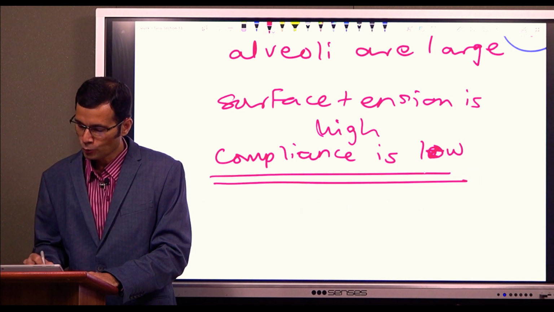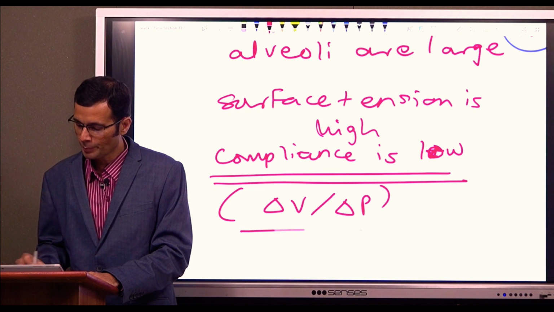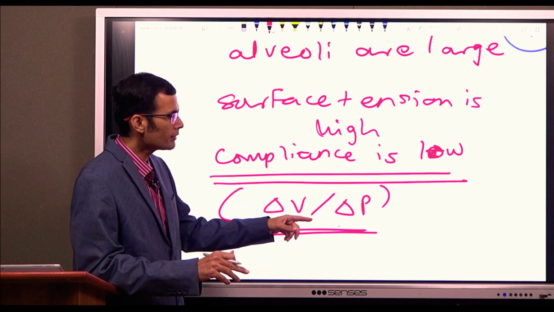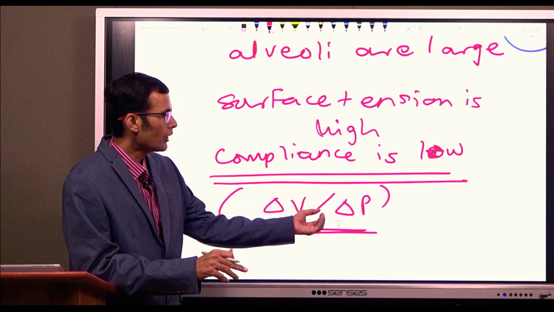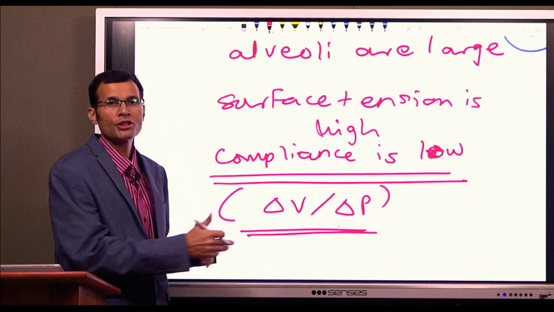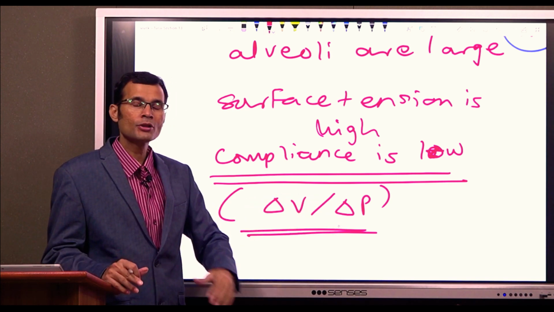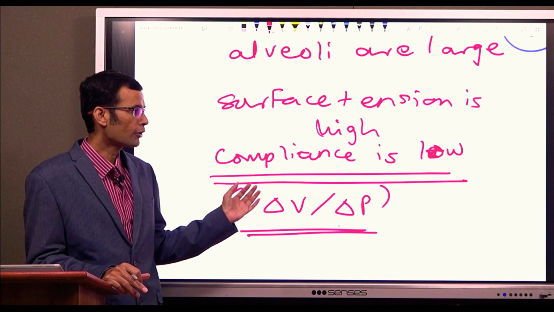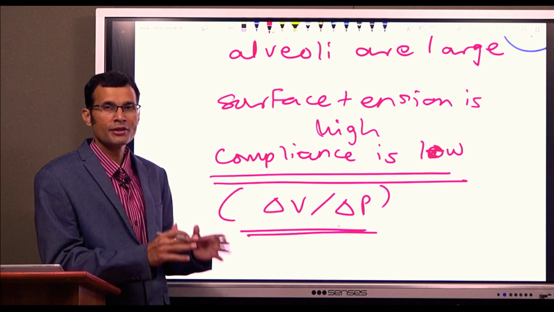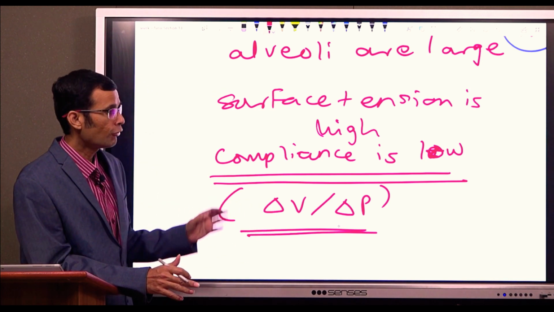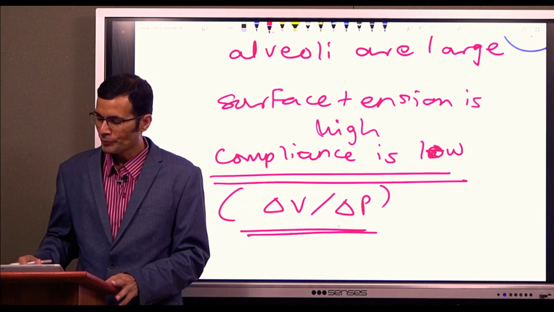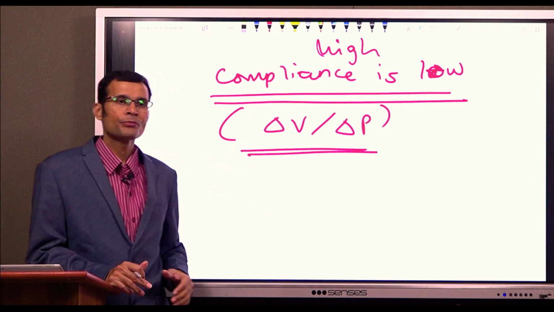Compliance is low. We are talking about the delta V by delta P relationship. So compliance is low means what? Compliance is low means there would be a greater pressure change and the volume distension would be less. Pressure change around the lung would be more, and for that pressure change the volume distension will not be that great. So compliance is reduced now. That's a reduced compliance. For a great pressure change, there is a small volume distension. That's a poor compliance by the end of inspiration.